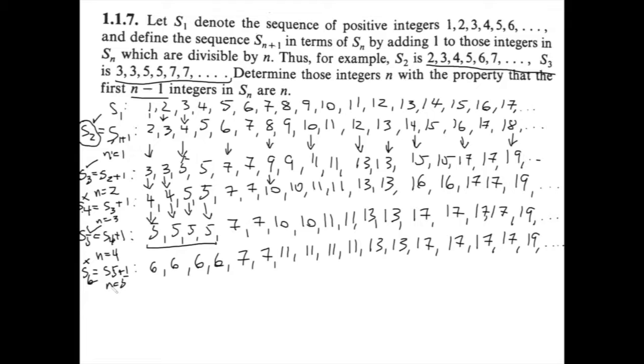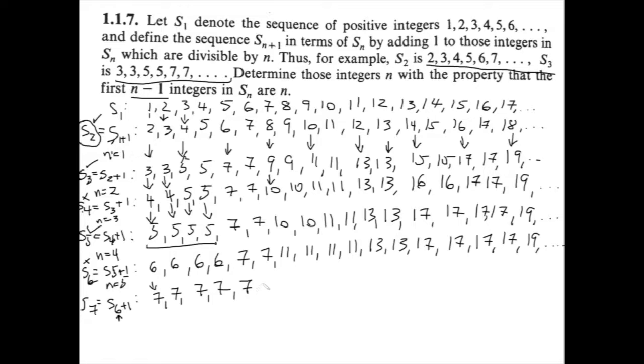Interesting. Let's do 2 more. Let's do S7. So that's equal to S of 6 plus 1. And again, we're going to ask ourselves, is it divisible by 6, right? By 6. If it is, we're going to increment by 1. So these are all divisible by 6. The first 4 6s are divisible by 6, I mean. So these will increment.